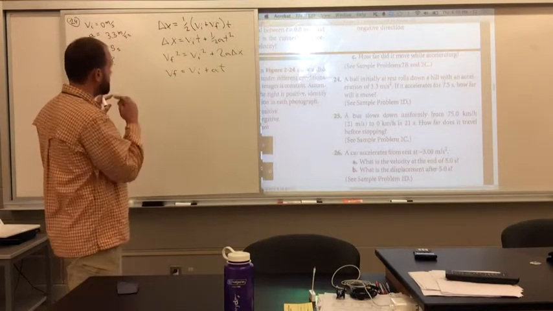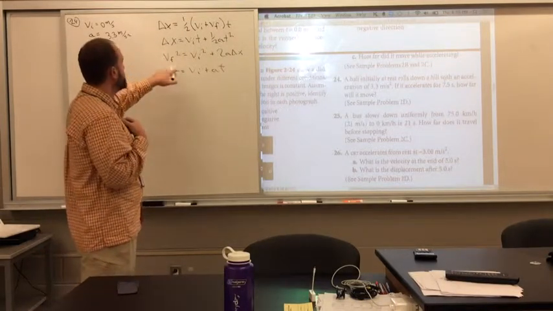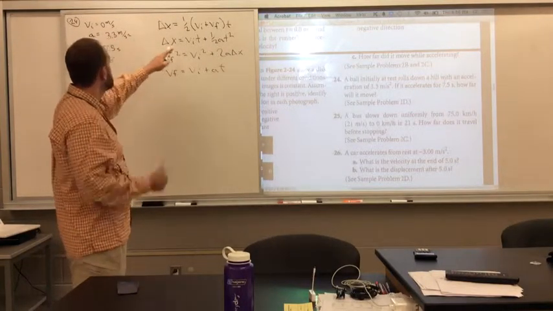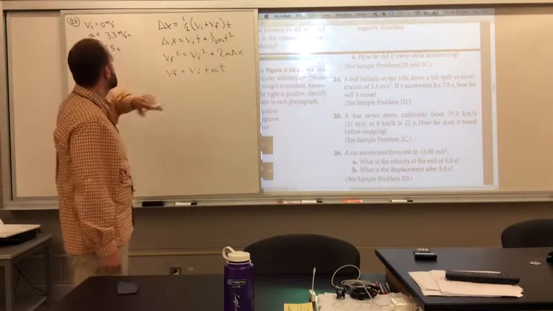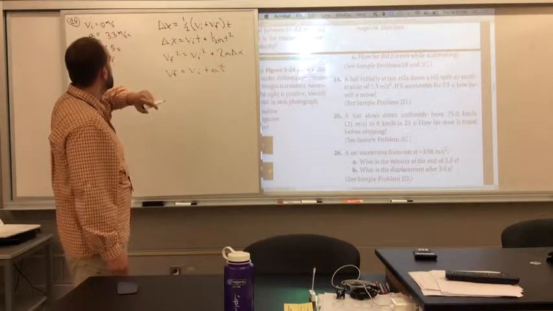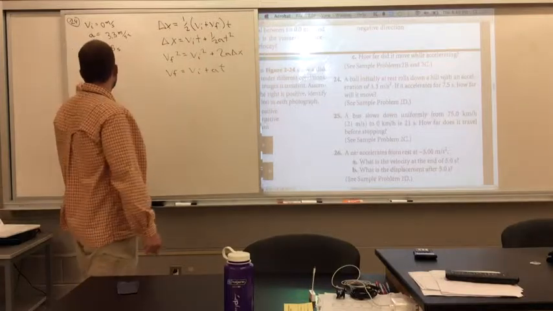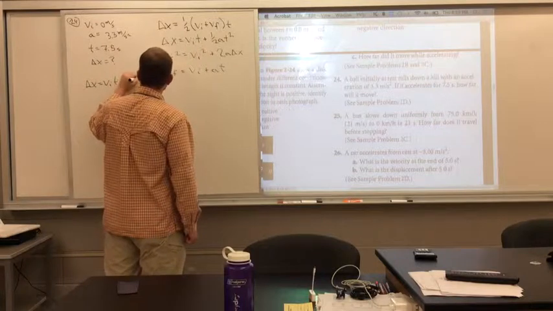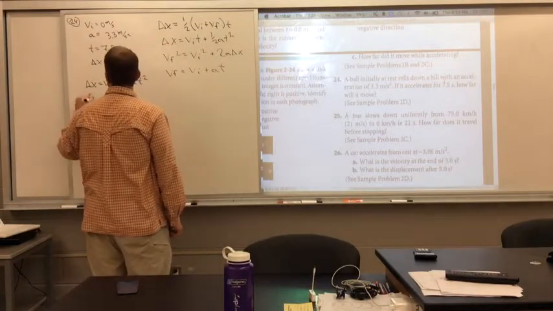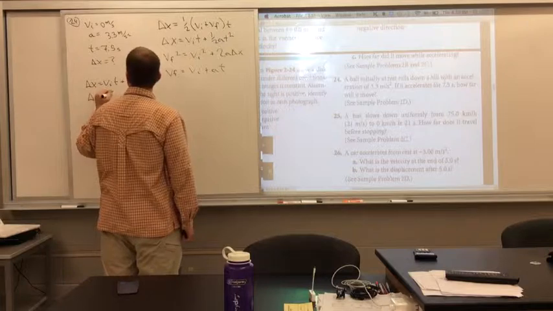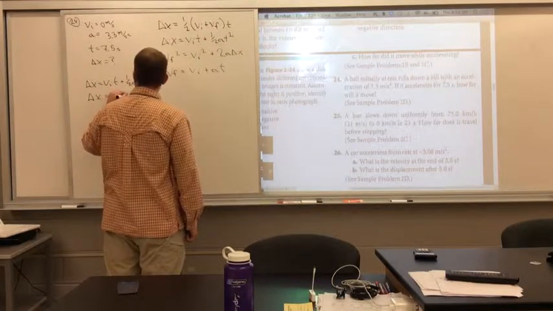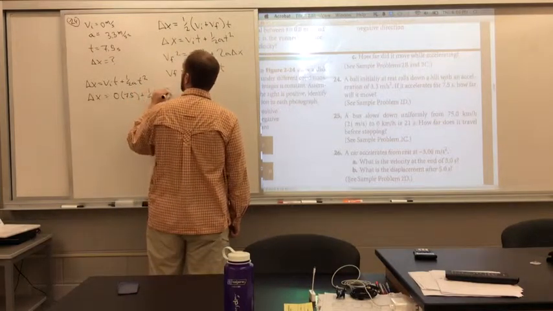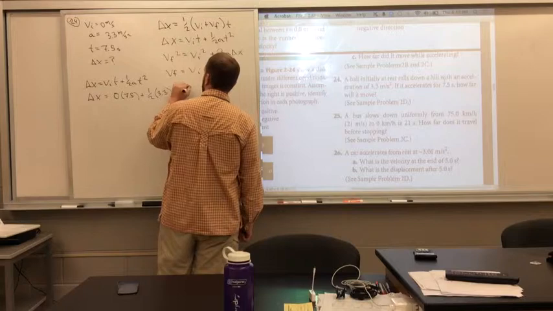It doesn't really matter here, but it's worth pointing out. So what am I trying to find? I'm trying to find my delta x. I don't have a final velocity, but I've got an acceleration and an initial velocity. I could use this one right here, and that would do it. Delta x equals initial velocity times time plus 1/2 acceleration times time squared. So your delta x is 0 times 7.5 plus half of 3.3 times 7.5 squared.